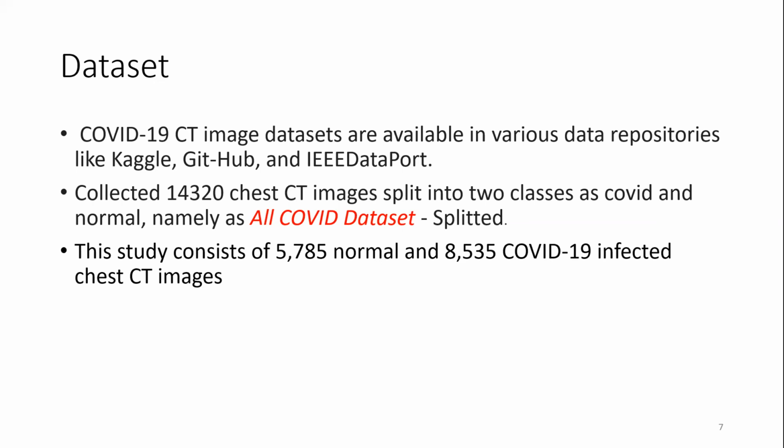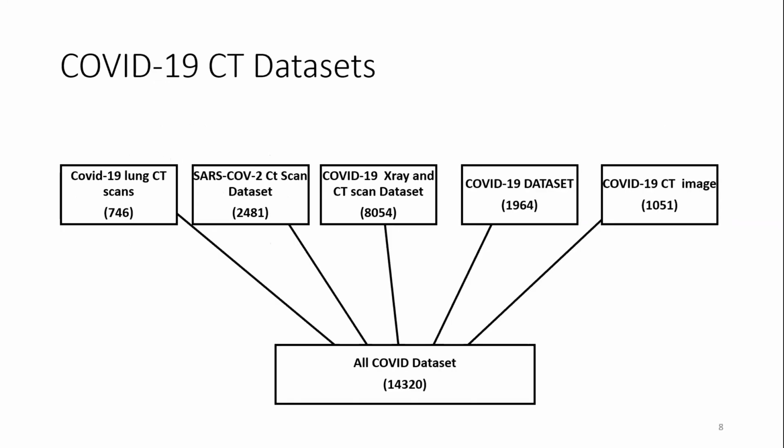The All COVID data set consists of 5,785 normal chest CT images and 8,535 COVID infected chest CT images. As you see in the figure, this All COVID data set contains 14,320 chest CT images. It was collected from COVID-19 lung CT scan, SARS-CoV-2 CT scan dataset, COVID-19 X-ray and CT scan dataset, COVID-19 dataset, and COVID-19 CT images. These are all the separate data sets. Each data set contains 7,046 images and so on.